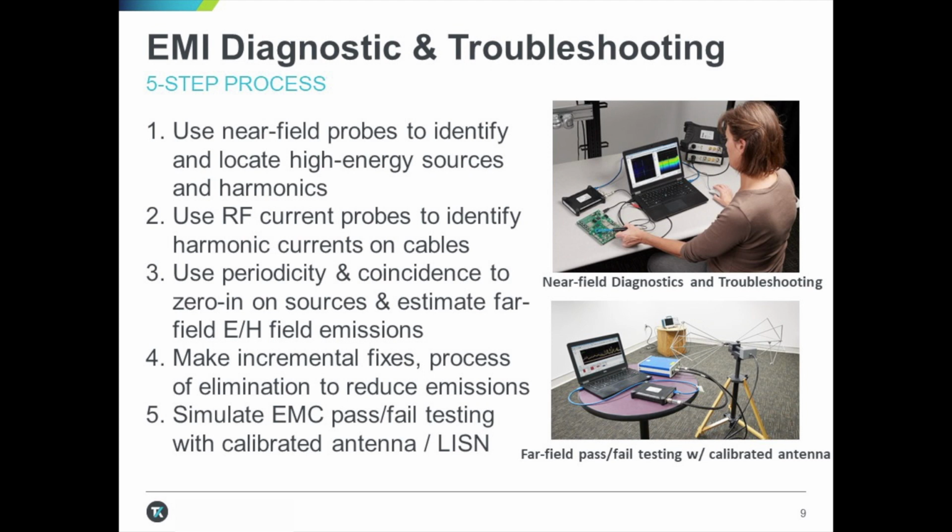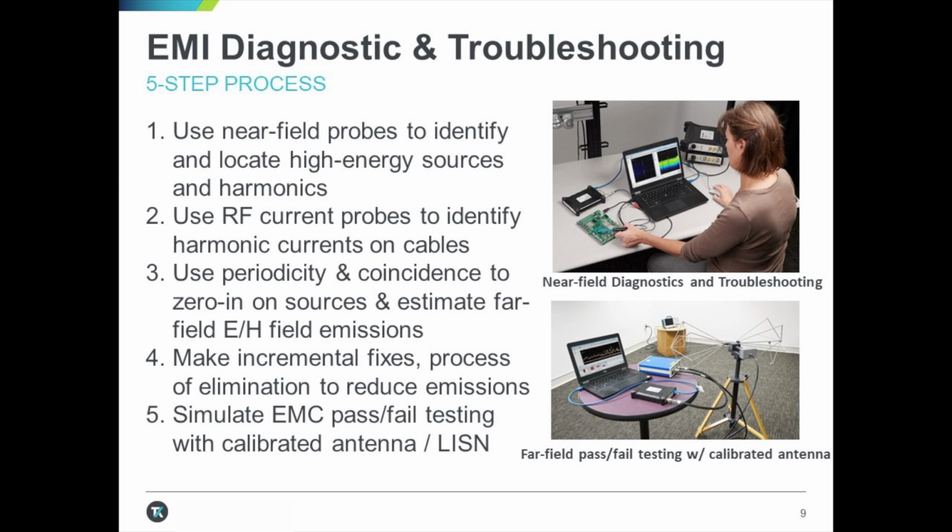First, early in the development, we use near-field probes to identify and locate sources of high energy and harmonics around our boards and products. Second, we run RF current probes up and down I/O cables and power cables to identify harmonics along cables whose sources can then be traced back to either the unit under test or surrounding environment.